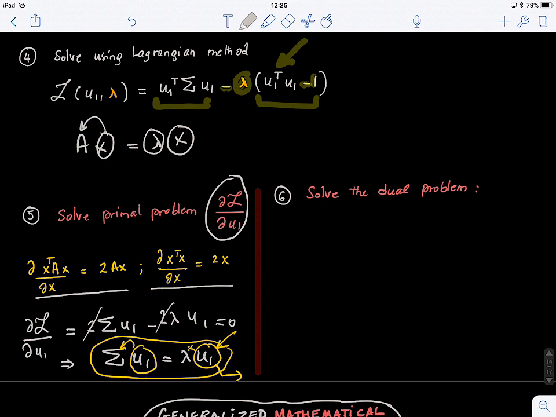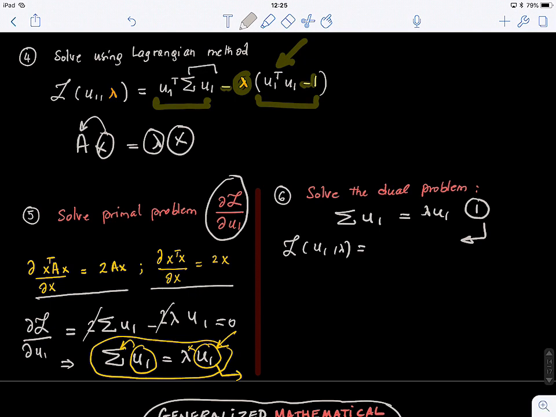Now the next step, the dual problem. How are we going to do that? What is the next step? Remember, we take the constraints. What did we find? We found sigma U1 equals lambda U1. This is what we got from the primal problem. We need to plug it into the Lagrangian, update the Lagrangian and maximize it. So, if we plug it in, what do we find?